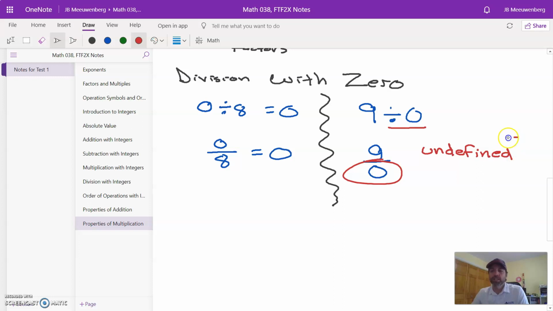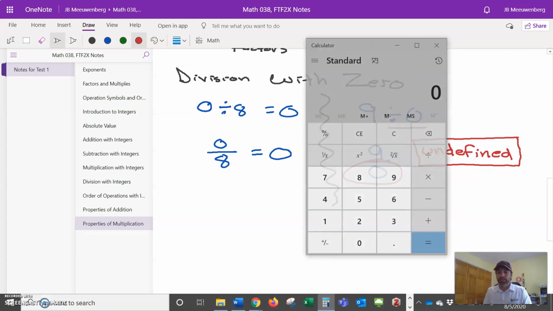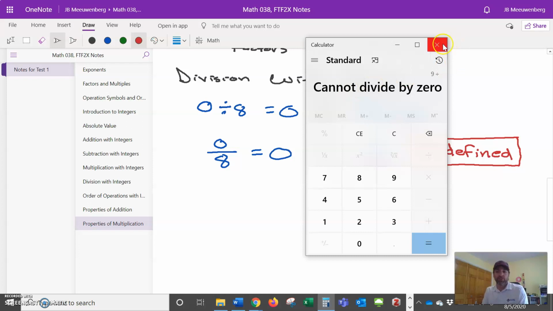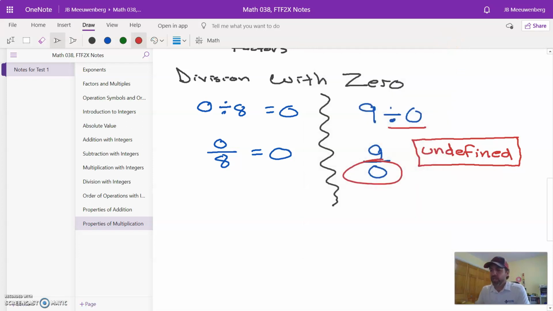It is undefined. If you try to calculate it on a calculator, if you try to type it in, you will get an error message. 9 divided by 0, cannot divide by 0. That's what the Windows calculator says. Let's ask Siri. Hey Siri, what's 9 divided by 0? Please don't make me divide by 0. That would be like me asking you to grow a third arm. Siri doesn't like that. Siri even says it's undefined.